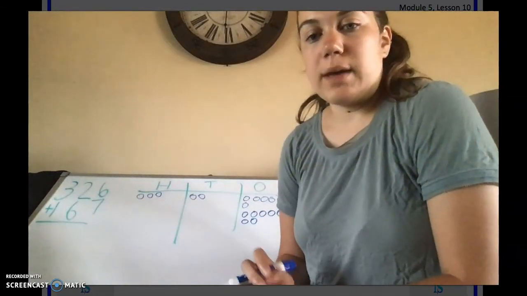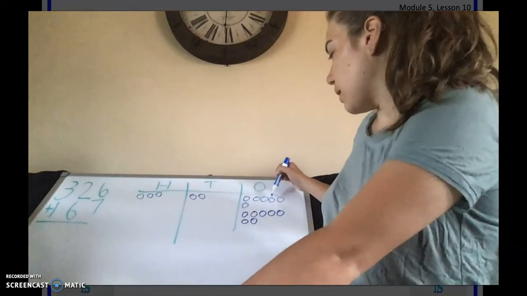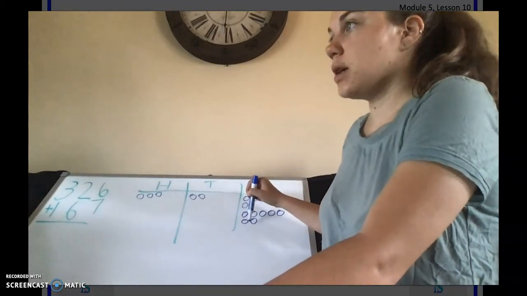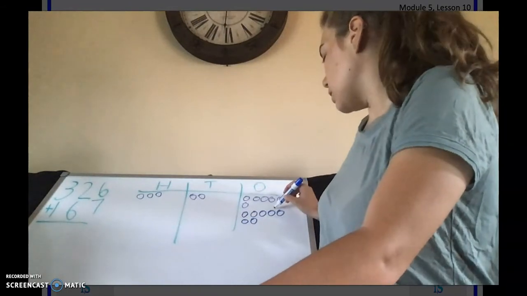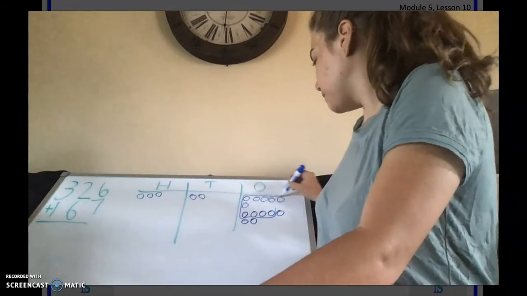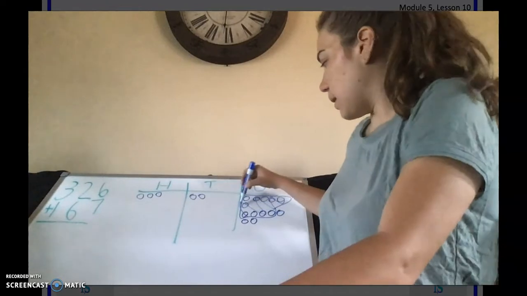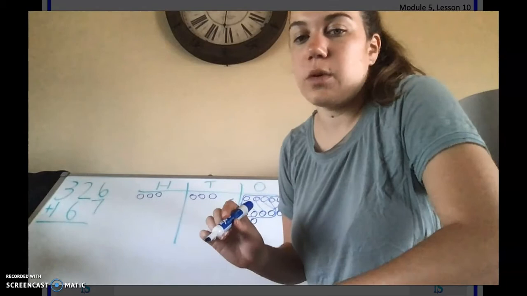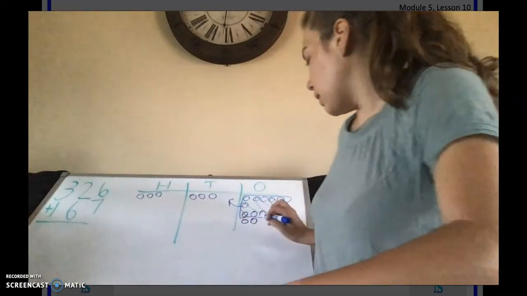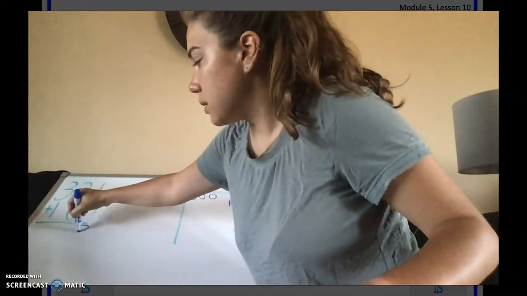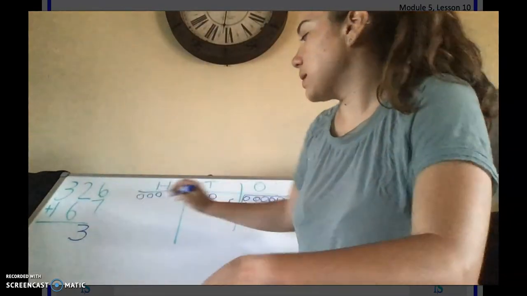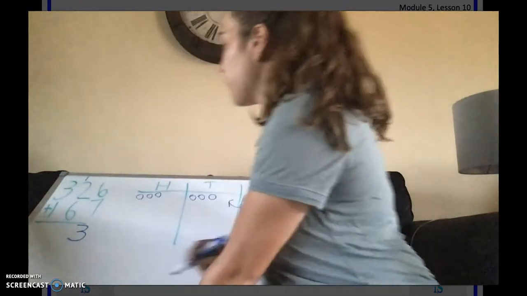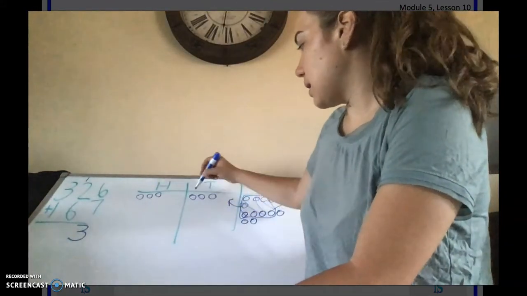So let's count how many ones we have now. 1, 2, 3, 4, 5, 6, 7, 8, 9, 10, 11, 12, 13. So we can't have 13, so I'm going to circle 10. And I'm going to trade it in for 1 ten. So I traded in my 10 ones for 1 ten. And now I only have 3 ones. Now I'm going to do 2 plus 6. Oops. And I had the 1 that I brought over. And so I'm going to add 6 more.